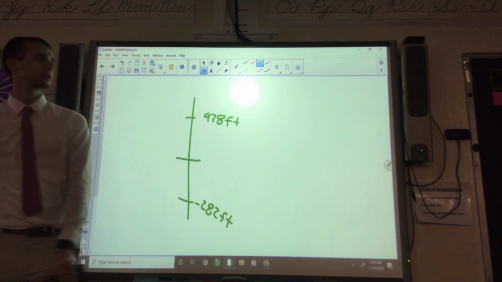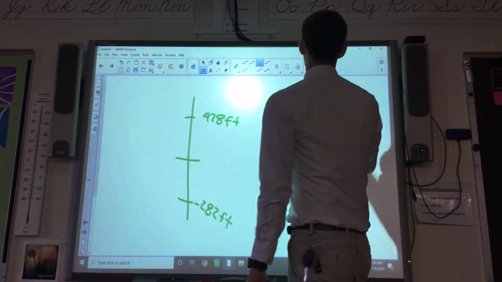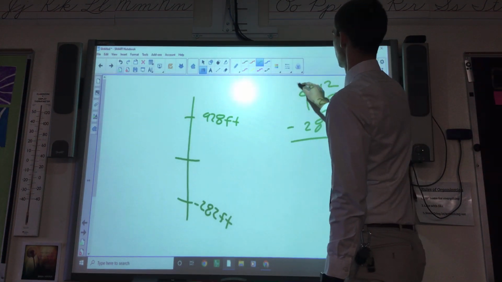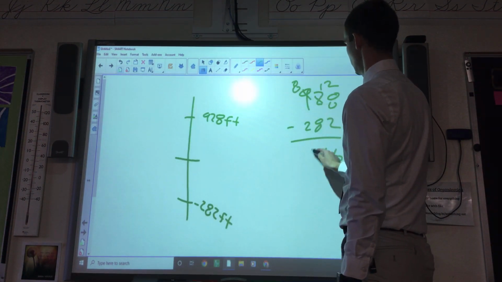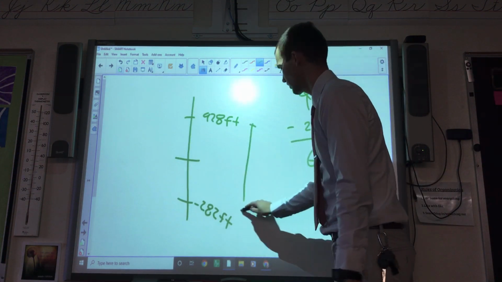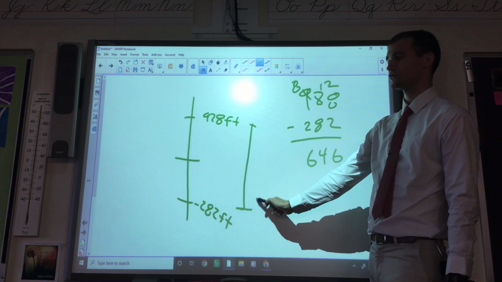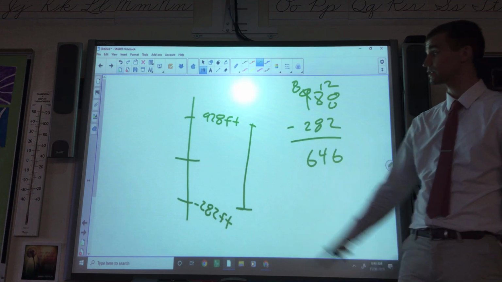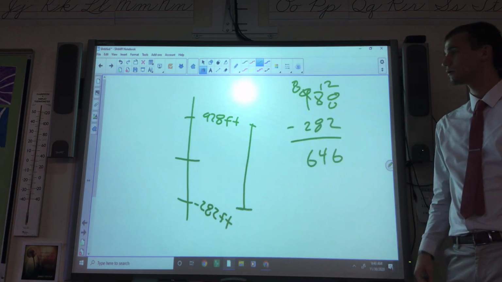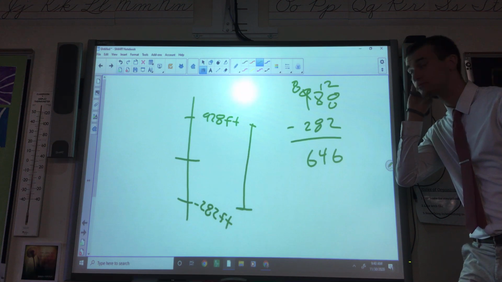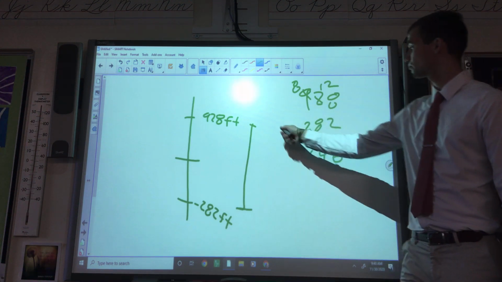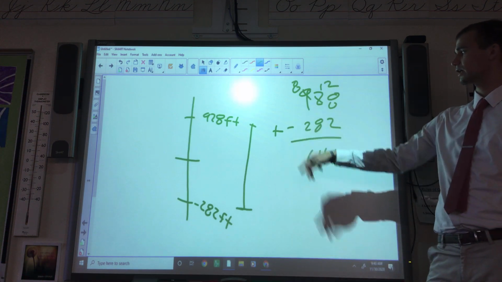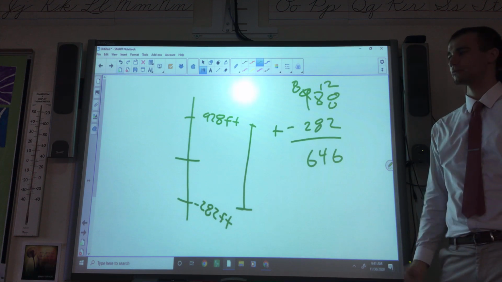Nope. Because think about it, if you do 928 minus 282, I get 646. So you're telling me, Joe, that the distance between 928 feet and negative 282 feet is 646. The distance from here to here. Because that's what we're asking. What is the distance from here to here? Yep. What? Add them? Okay, well, 928 plus negative 282 is the same thing, because adding a negative just means subtracting. So adding the two of them isn't going to work either.